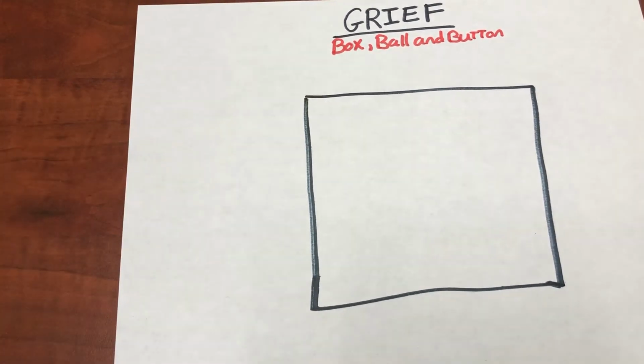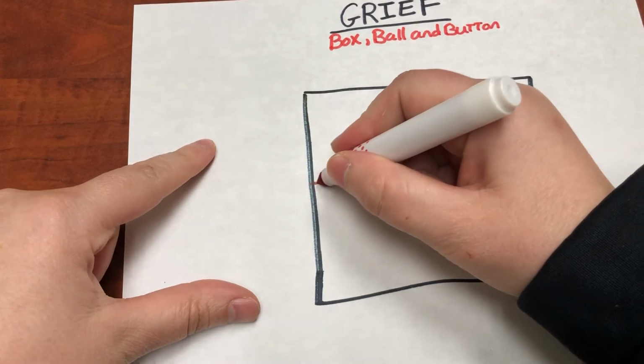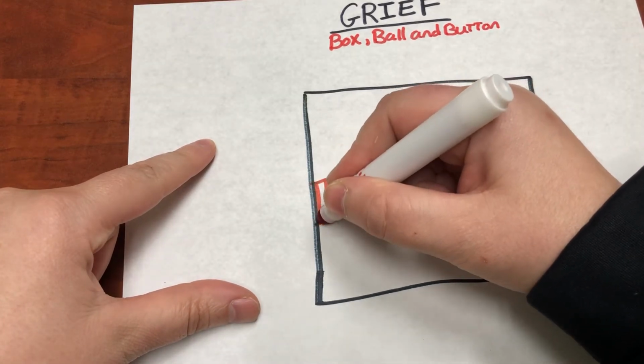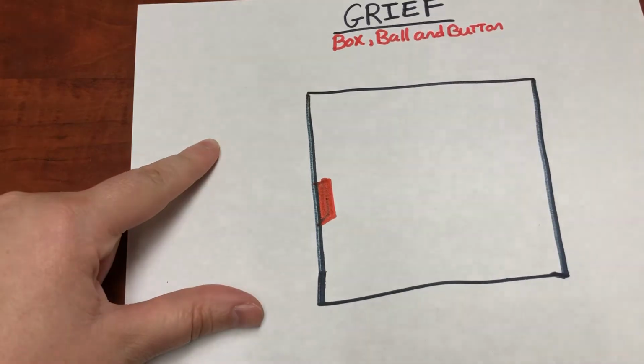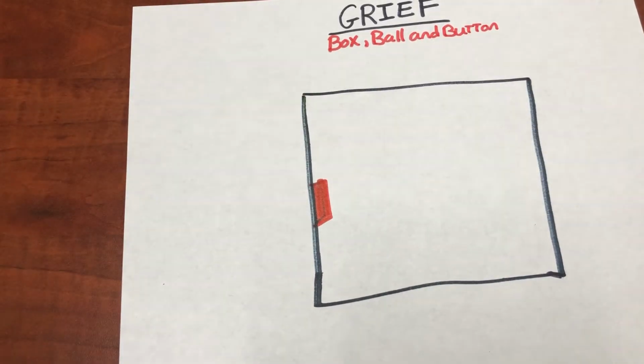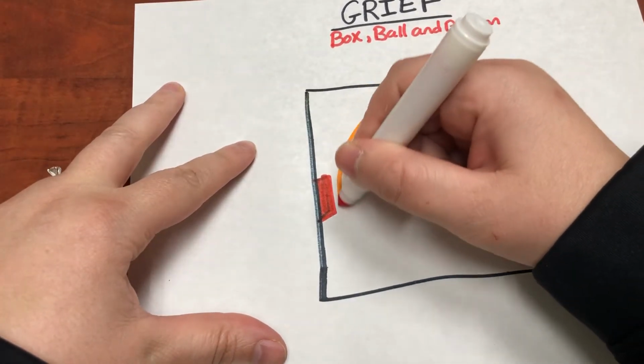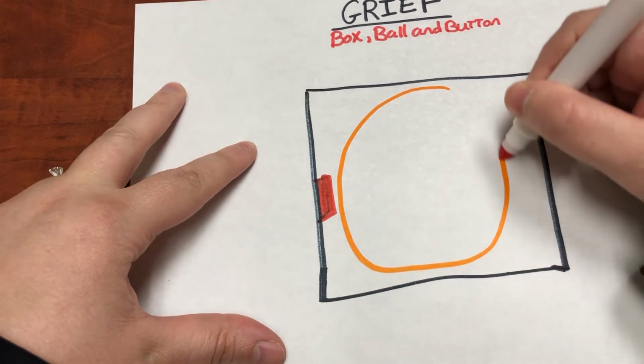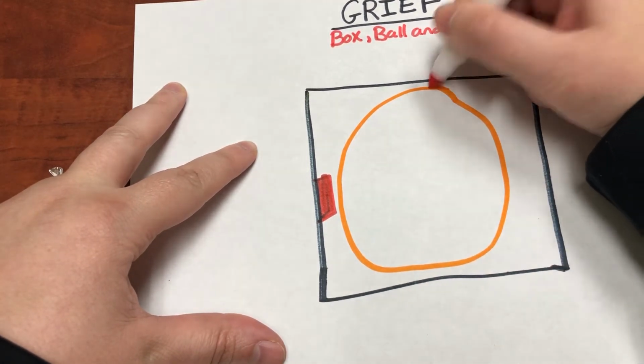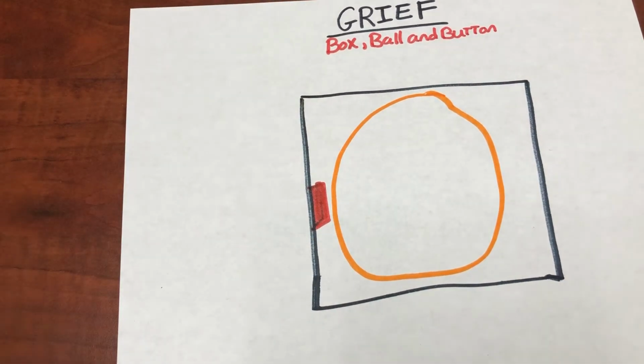Okay, so imagine that grief is a ball inside a box. And inside that box, there's also a button. The button is a pain button. Obviously, my artistic skills are not on point, but you get the gist.